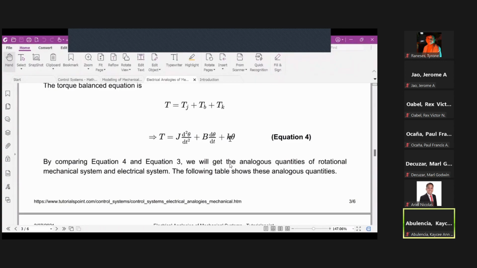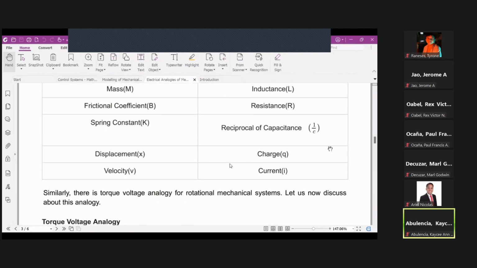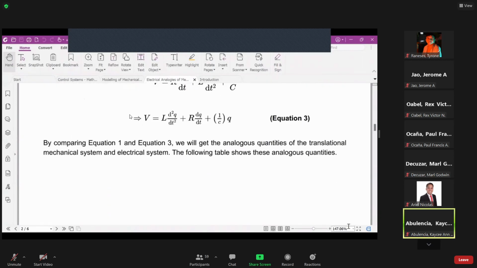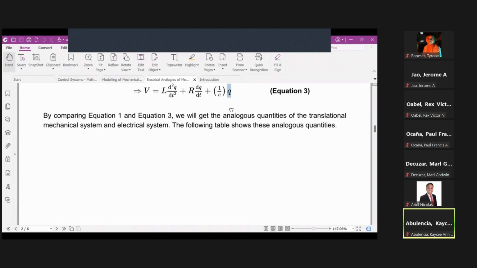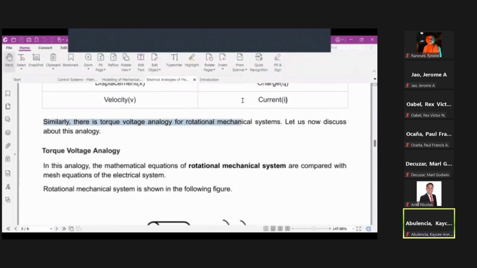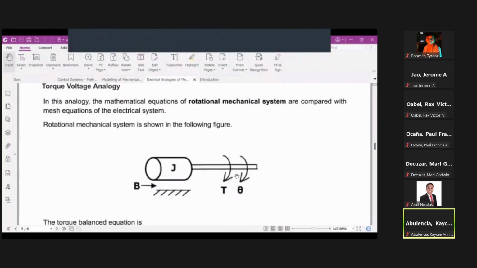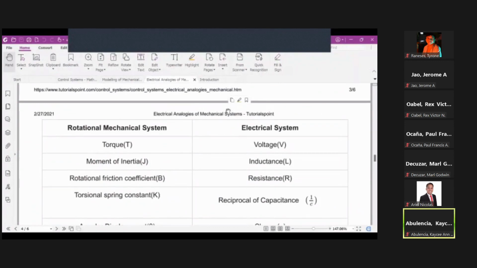So by comparing equation 4, this equation, with the electrical system we obtained earlier, we can say that the rotational mechanical system is physically different from your electrical system, but they have the same differential equation. Therefore, you can now compare the rotational mechanical system with your electrical system, and this is the summary table.